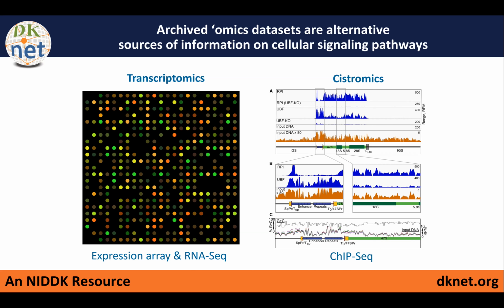transcriptomics, represented by expression array and RNA-seq. There is more and more RNA-seq coming out, but expression arrays are still used. And the other main category of archived omics data sets are what's referred to as cistromics, and the most common form of this is ChIP-seq.